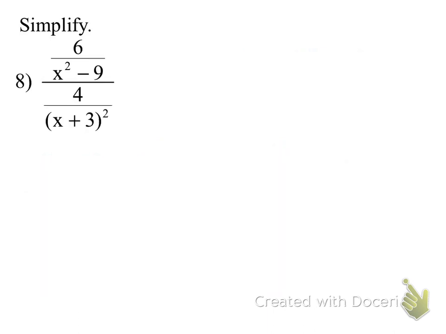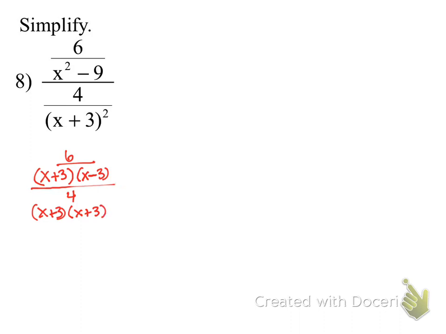Okay, so what do we do first? Good, and so it'll be 6 over x. Do you want to try this? Pause it and you guys try. Here we go. So the first one is x plus 3. The second one is x minus 3. That's in the numerator. And then in the denominator, we have 4 over x plus 3 times x plus 3.